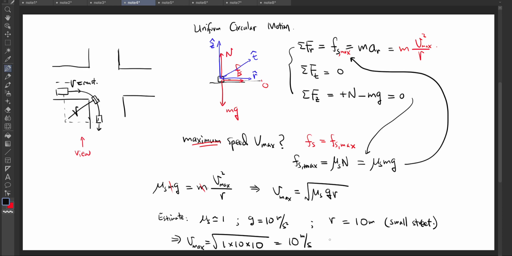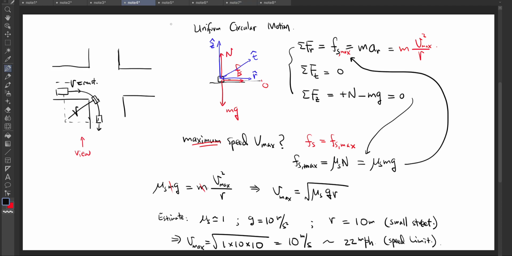All right, so let's translate into miles per hour. It will be about 22 miles per hour. Yeah, something like that. Okay, so that's like the speed limit for a small street. But of course, when I said 10 meters for a small street, that is probably still an underestimate. Usually, even for a small street, the radius is greater than 10 meters.